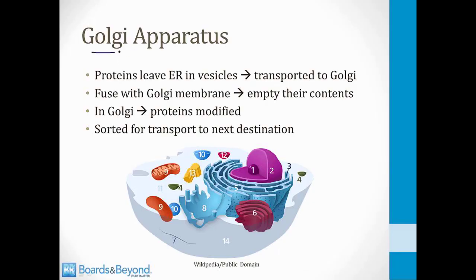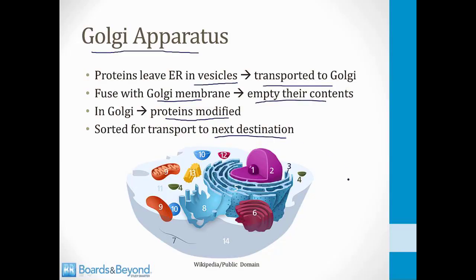Next, let's talk about the Golgi apparatus. Many people describe the Golgi apparatus as the post office of the cell because proteins leave the endoplasmic reticulum and go to the Golgi apparatus where they are modified and directed to their final destinations. Proteins leave the endoplasmic reticulum in structures known as vesicles, and they are transported to the Golgi apparatus. They fuse with the Golgi membrane and empty their contents into the Golgi apparatus. In the Golgi, the proteins are modified and they are sorted for transport to their next destination.